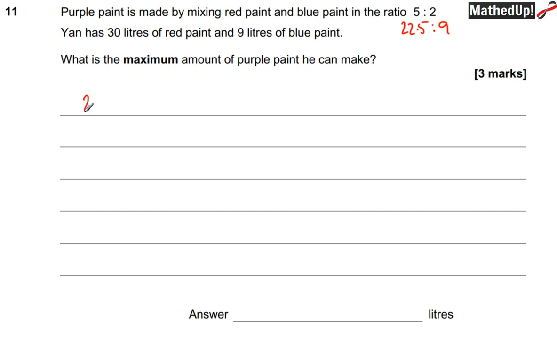So I'll write it down over here. We want 22.5 to 9. That's going to be our mixture, and that's going to give us 22.5 litres of red paint plus 9 litres of blue paint, which in total is going to give us 31.5 litres of purple paint. So my answer here is going to be 31.5.